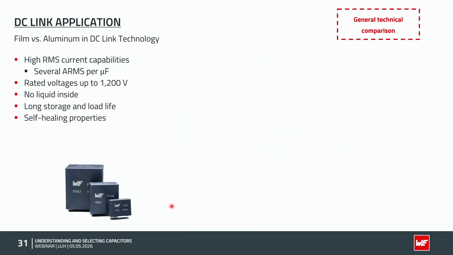Here's a general technical comparison of film capacitors and electrolytic capacitors in DC-link technologies. For film capacitors, we have a lot of ripple current per microfarad. We have high rated voltages, so no need to connect them in series. We have no liquid, and self-healing properties, because it's a metallized film capacitor.